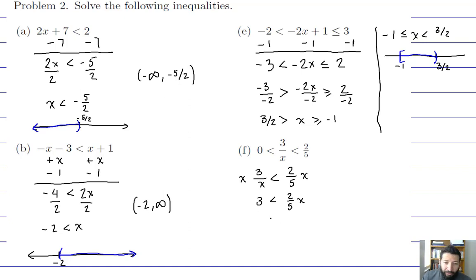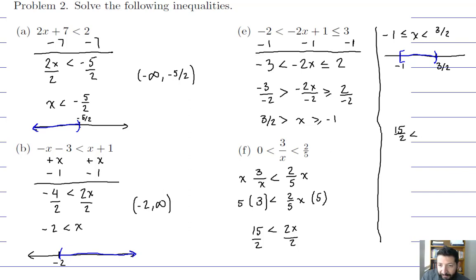And now I can proceed as we did before. I can multiply both sides of the inequality times 5, sorry, the inequality, my bad. So let's put 5 here. That's going to cancel my denominator. I'm going to get 15 is going to be less than 2x. And then I'm going to divide by 2 on both sides, where I obtain that 15/2 is less than x.